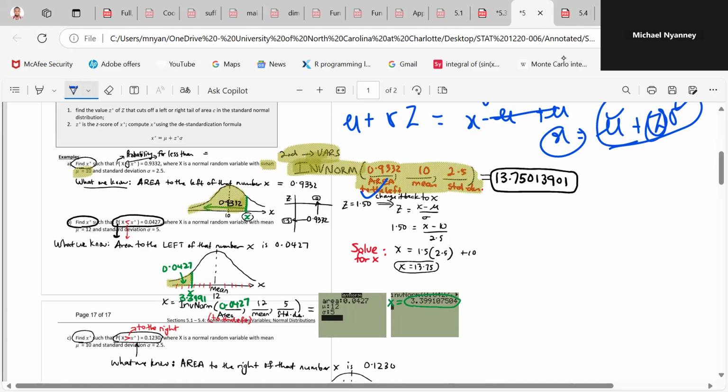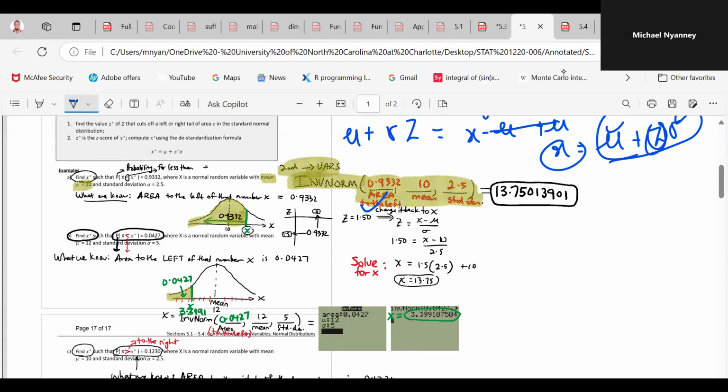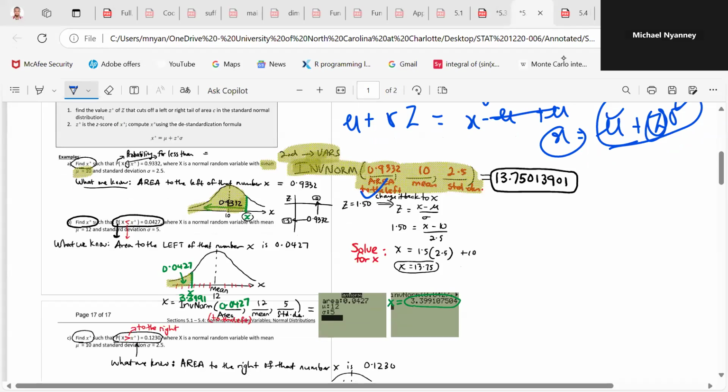So we use the inverse. You go to your calculator and hit second, and you click on the inverse. You're going to see the inverse as 3. So you click on the inverse, and it will ask you for the area. Know that this area is given to the left only. So since we have this area to the left, you put in 0.9332.